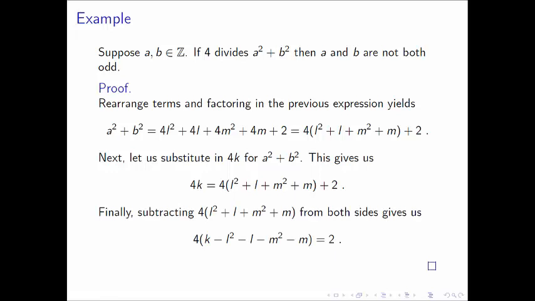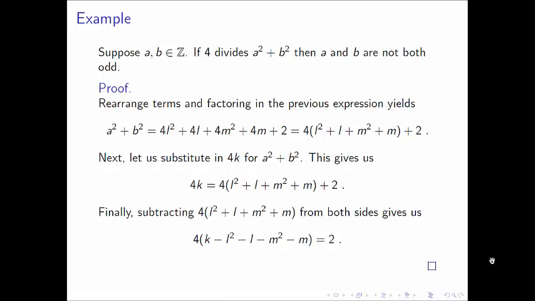Last but not least, what I'm going to do is put all of the 4 stuff on one side of the equation. That is, I'm going to take this piece right here, 4 times this quantity, and I'm going to subtract it from both sides of the equation. And then again, I'm going to factor out a 4 from all of the terms that have a 4 in them on the left-hand side. So those are steps of algebra that I didn't write out, but the expression that we get in the end is 4 times the quantity k minus L squared minus L minus M squared minus M is equal to 2.